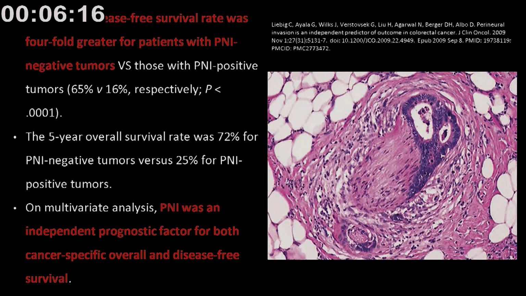Next, perineural invasion. Perineural invasion is the presence of tumor just around a nerve. And what is the importance of this perineural invasion?